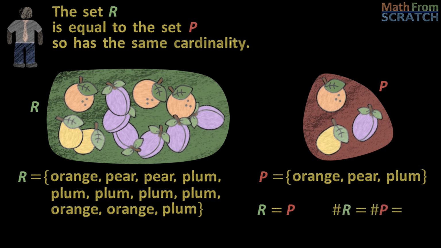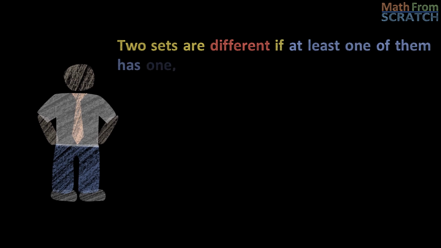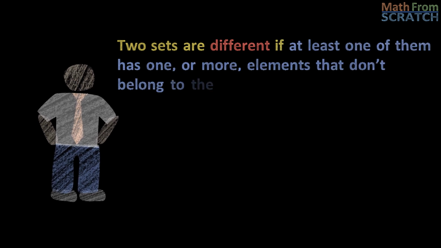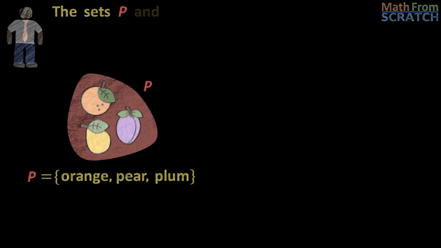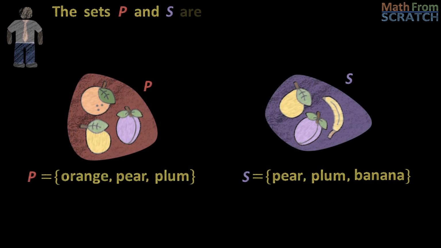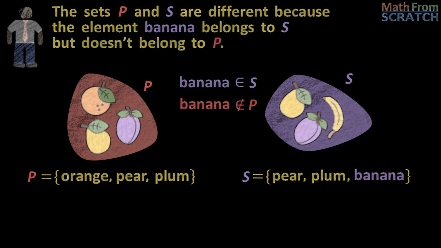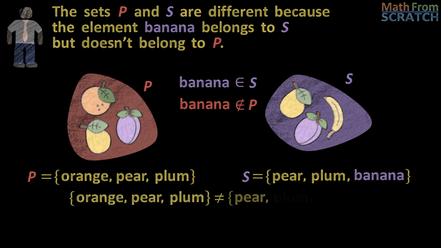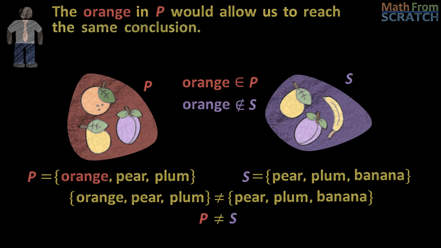In this case, 3. Two sets are different if at least one of them has one or more elements that don't belong to the other. The sets P, orange, pear and plum, and S, pear, plum and banana, are different because the element banana belongs to S, but doesn't belong to P. So, the set orange, pear and plum is different than the set pear, plum and banana. Or simply, P is different than S. The element orange and P would allow us to reach the same conclusion.